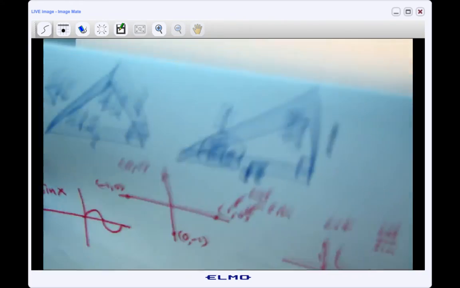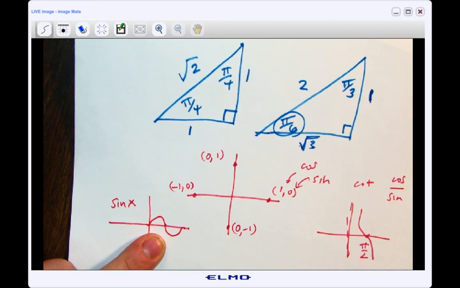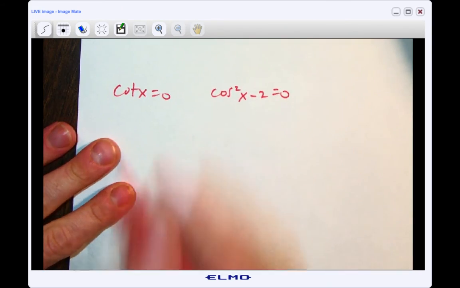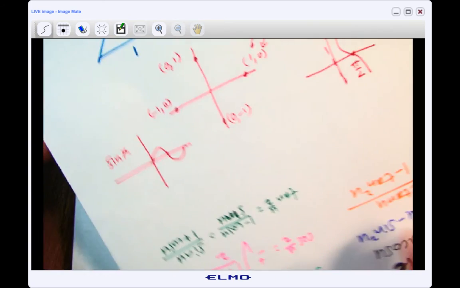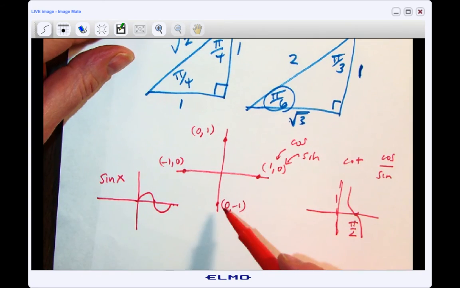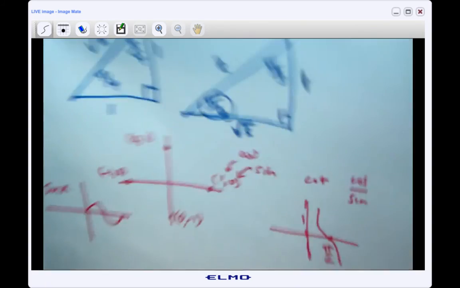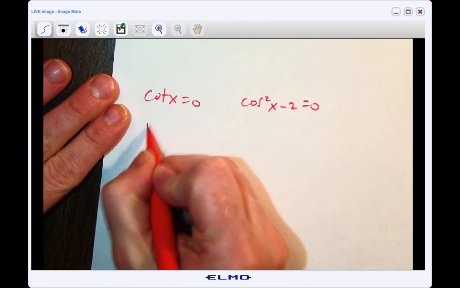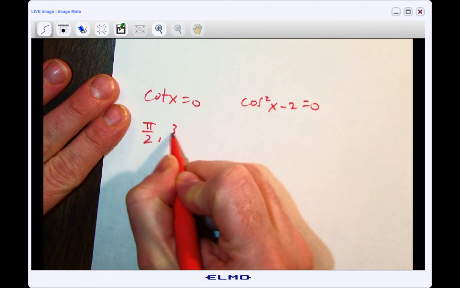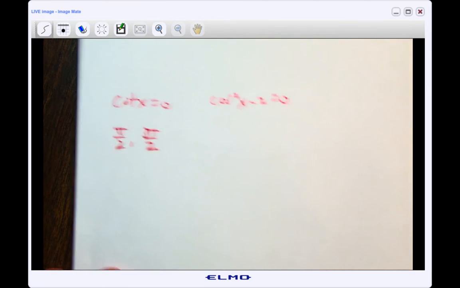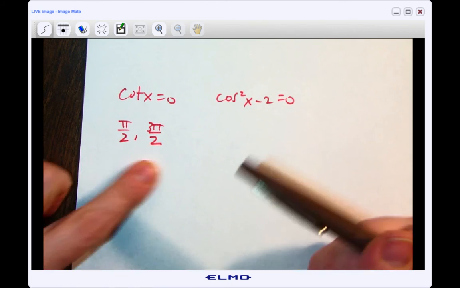Okay, so I know that Mr. Rodriguez always does it this way. I tend to do it this way, but he almost always draws these little pictures. So, okay, so now I know that it's going to be here and here, because those are the two places where cosine over sine is going to give me a 0. So that's going to be at pi over 2 and 3 pi over 2. Okay, so between 0 and 2 pi, those would be the values I'm looking for.